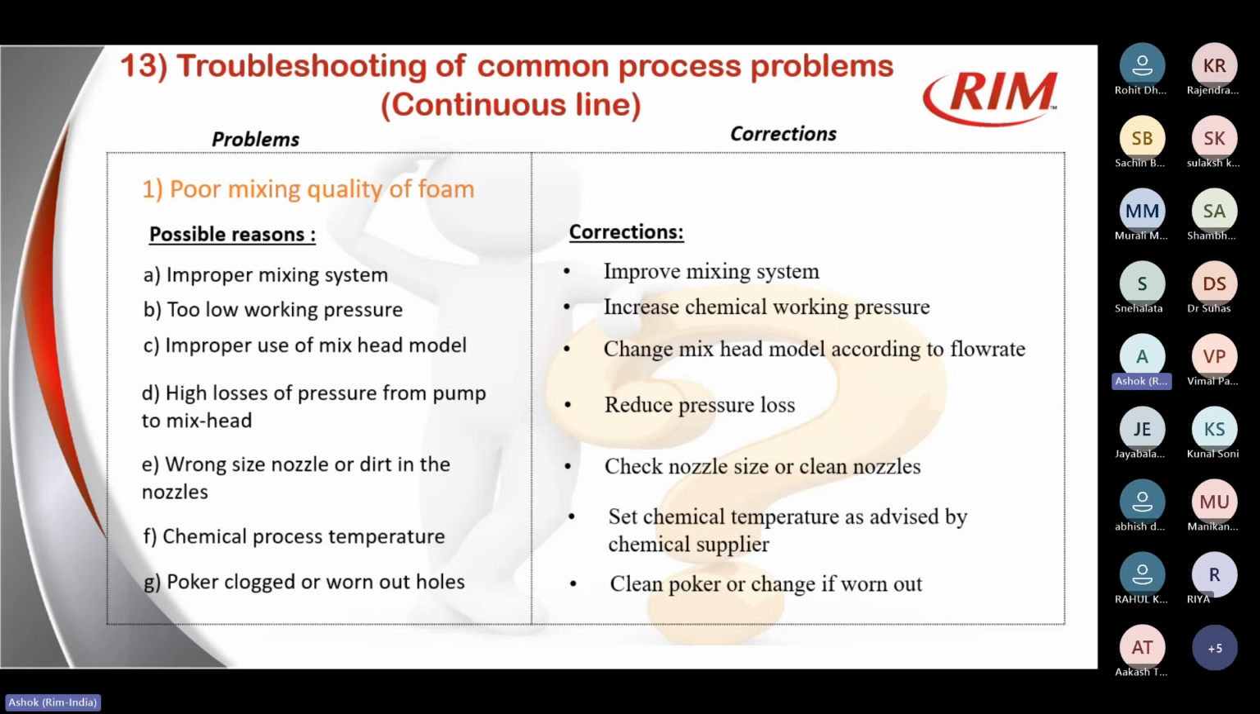Pressure losses have to be reduced. Nozzle sizes have to be checked, whether the correct size nozzle is being used according to the flow rate or the panel thickness. Nozzles have to be cleaned periodically. Chemical temperature has to be set according to your chemical supplier's recommendations. The poker has to be cleaned if you're using a moving poker, or if it is a fixed, disposable type poker, then it has to be changed based on your production frequency.